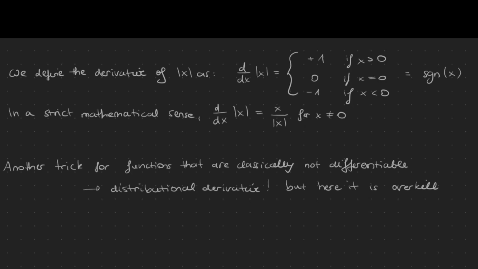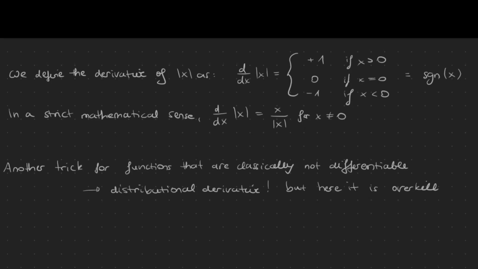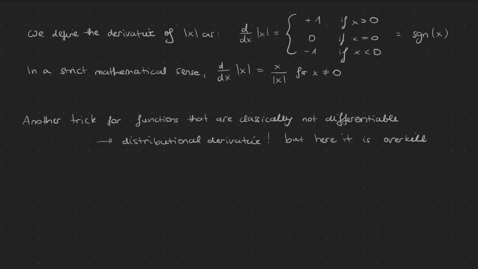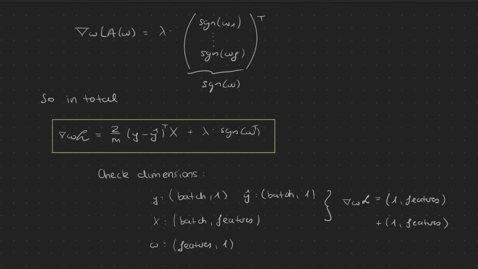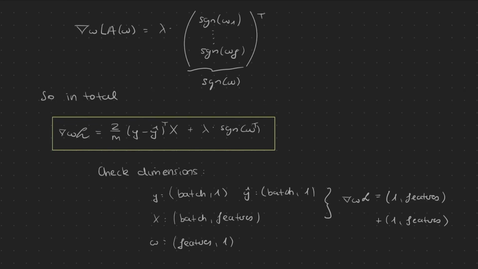Another trick for functions that are classically not differentiable is a method called distributional derivatives. But this would be overkill here, so let's move on. So with our new knowledge, we can finally write out the derivative of the LASSO term as being equal to lambda times a vector that contains the sign function of the weight components. And we also transpose it. You're asking why? Well, I have made an entire video about this. Check the info card above if you want to know more about it.